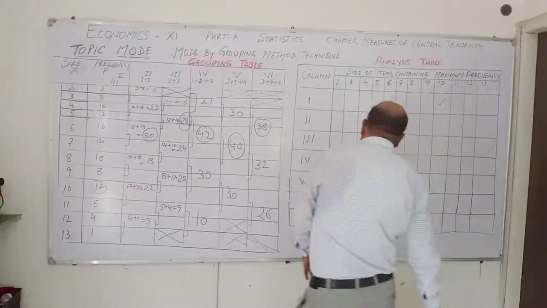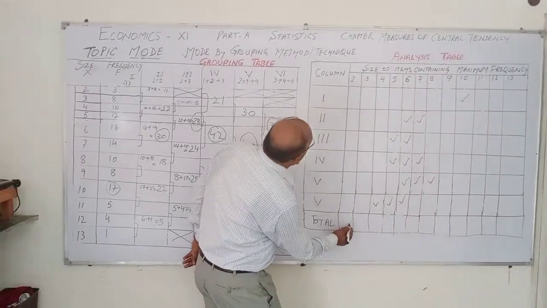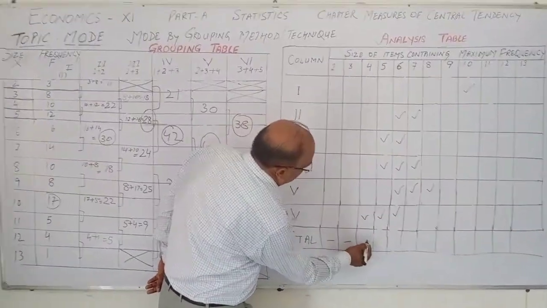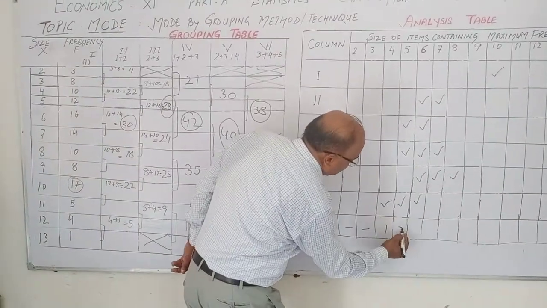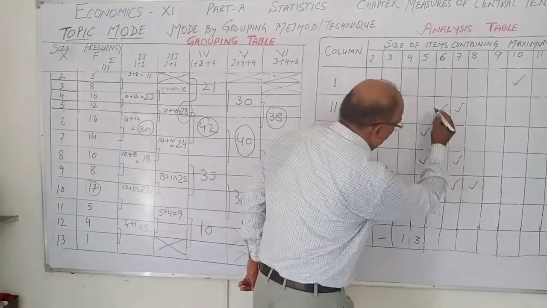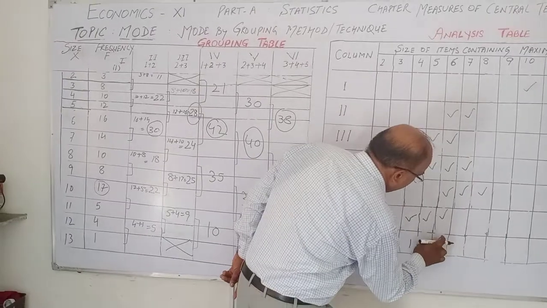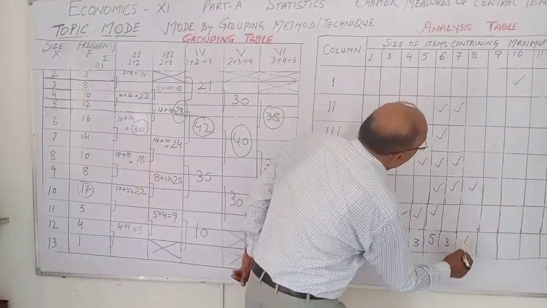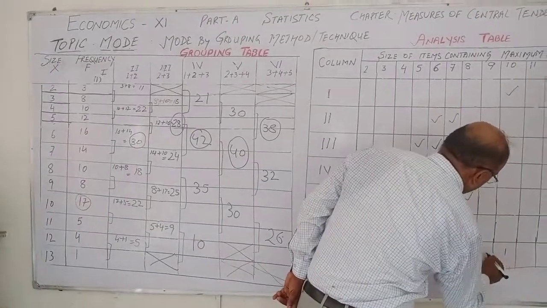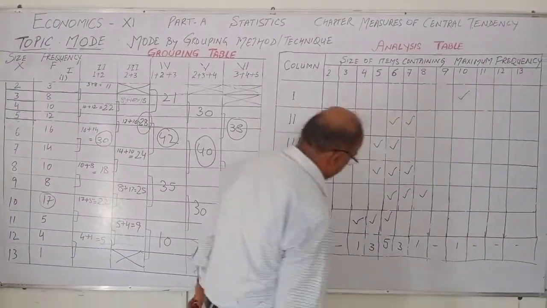Now we have to add. Here there is no total, make it blank. Here 1 tick. Here 1, 2, 3, 3 ticks. 1, 2, 3, 4, 5 ticks. 1, 2, 3, and 1 and 1 tick over here. Whatever is left, make it blank.